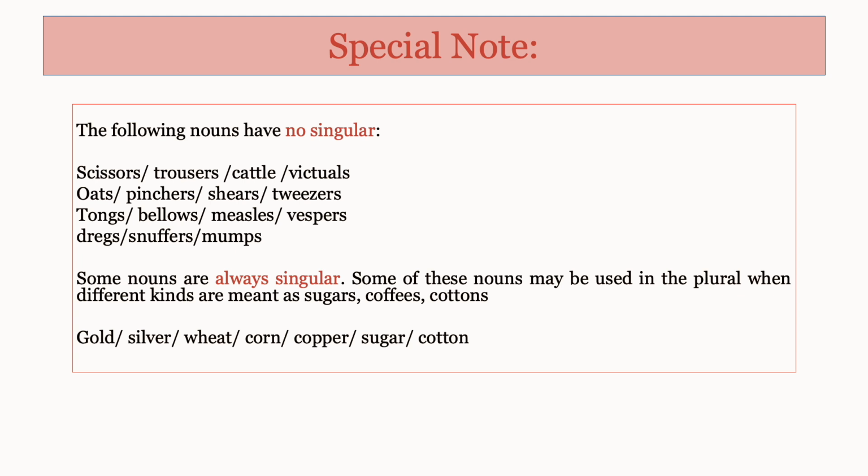However, as future language teachers, keep this advanced nuance in mind. We can occasionally use these in the plural, like sugars or milks, but only when we are specifically meaning different types or varieties of that item.